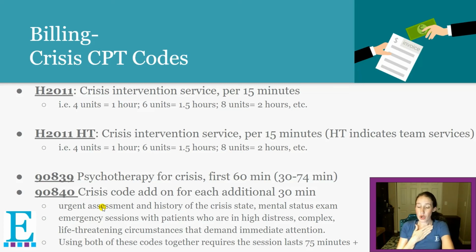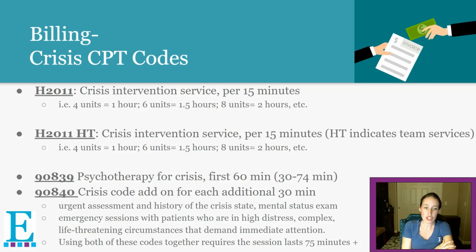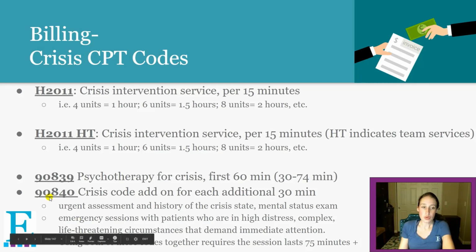So if I have a client who calls me in crisis and I stay on the phone or teletherapy with them basically longer than this code allows, if I do an extra 30 minutes, because it was urgent and they had maybe a history of being in a crisis or it was a very highly stressful situation or life-threatening, you can use both of these codes together if the session lasted basically 75 minutes or longer.